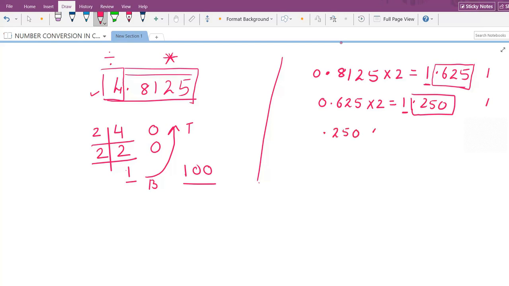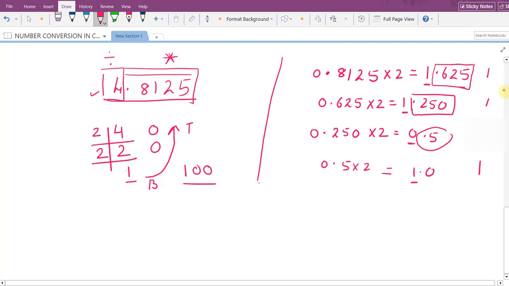0.250, and multiply by 2. Okay? Like this. After that, what are you going to get? That is 0.5, and what we got? 0. I will note this down, and the last one is this only. So what we will do, we will write down 0.5 into 2, and what answer are we going to get? That is 1.0. Now I will take this.